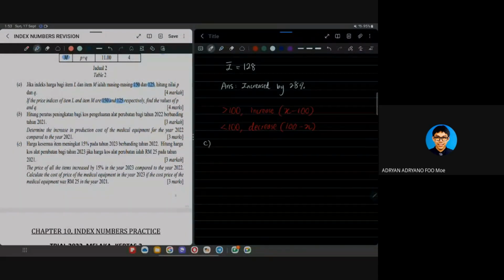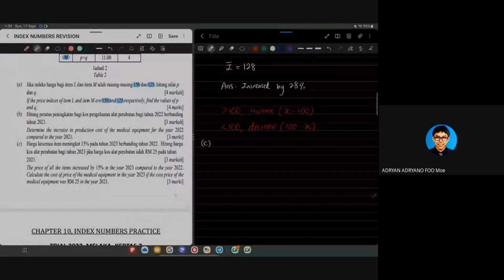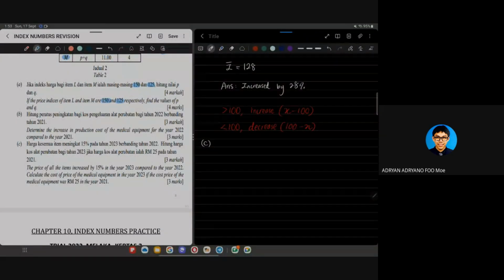If you have any question, just straight away ask in the chat. I'm looking at the chat now. Okay, next. C. The price of all the items increased by 15% from the year 2023 compared to 2022. Calculate the cost price of the medical equipment in 2023 if the cost price of medical equipment was 25 in 2021. Okay, you see the question.